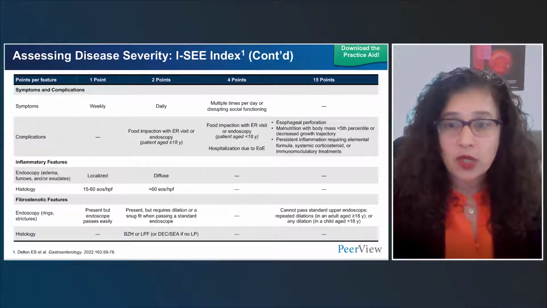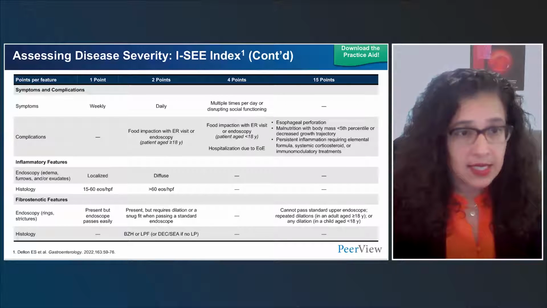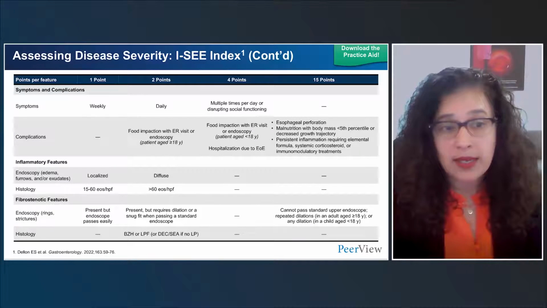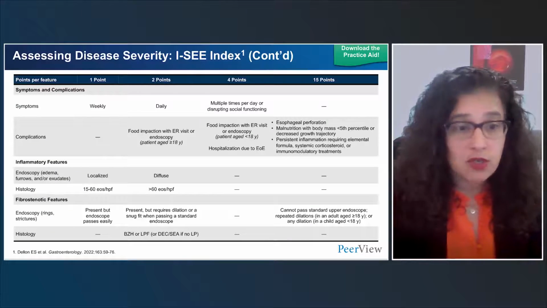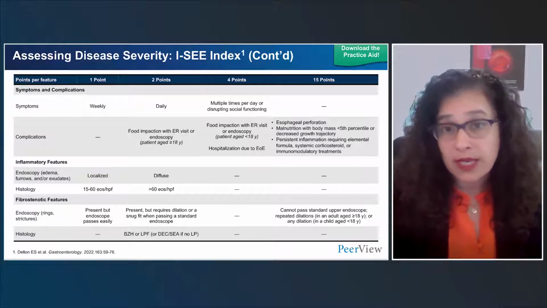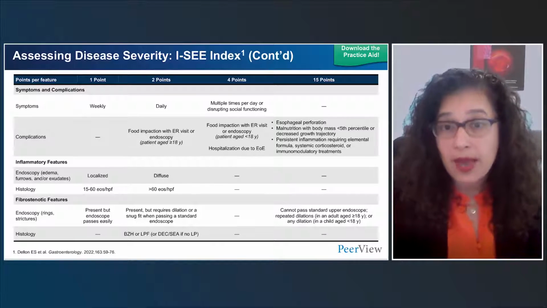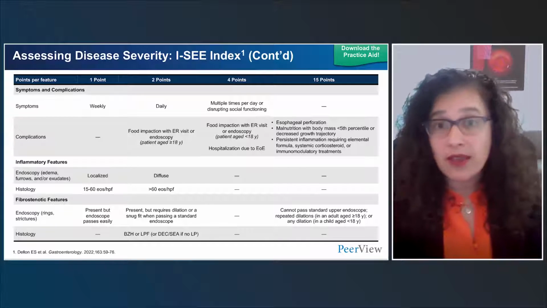And this is what it looks like. And there will be additional tools for you to look at, but just in a broad sense here, there are different points ranging from 1 to 15, and we grade symptoms and complications, such as how often dysphagia occurs, complications such as food impaction and need for hospitalization, inflammatory features, whether the inflammation is localized or diffuse, the level of eosinophils, and even that fibrostenotic change if that scope cannot pass through. These are all given points, and those points can help you identify patients' severity of disease.